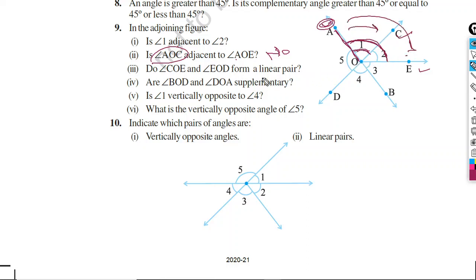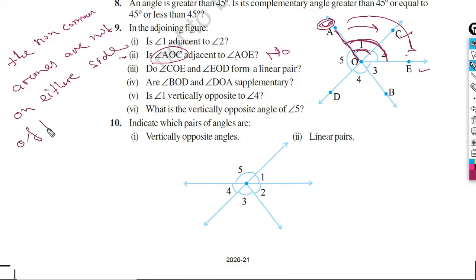So we can write why? The reason is the non-common arms are not on either side of the common arm. Okay, so this is the reason.